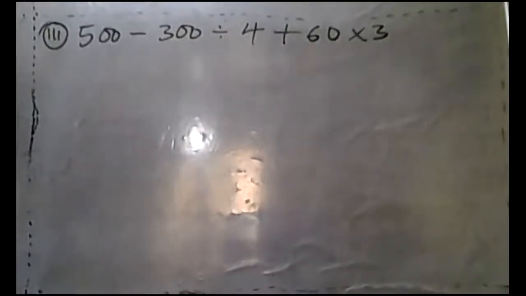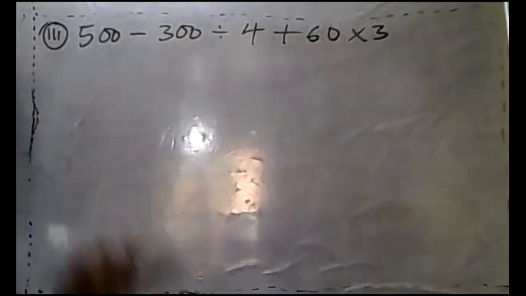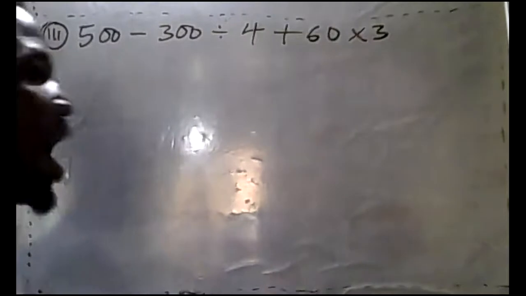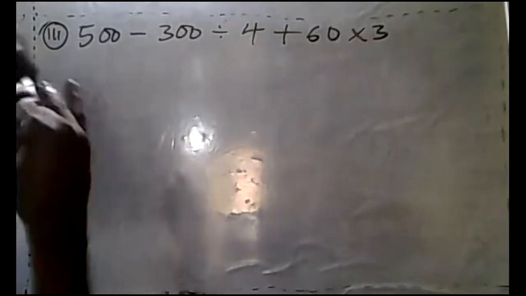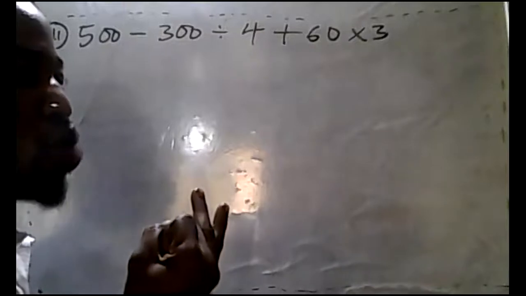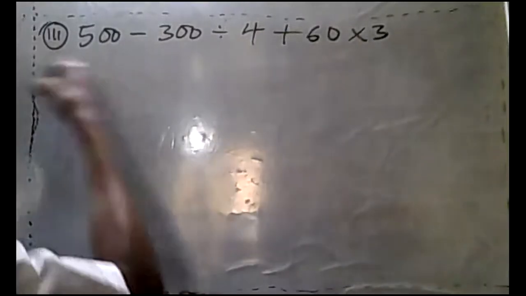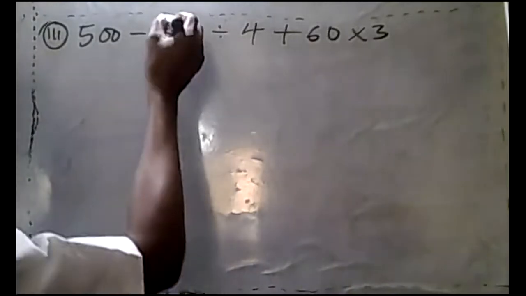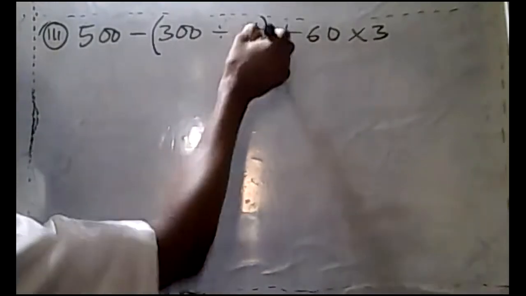Now, from our BODMAS, we're supposed to start with bracket. Do we have bracket here? No. After bracket, we're supposed to go to of. Do we have of here? No. After of, we go to division. Do we have division here? Yes, we have division there. So we're going to perform this division first.